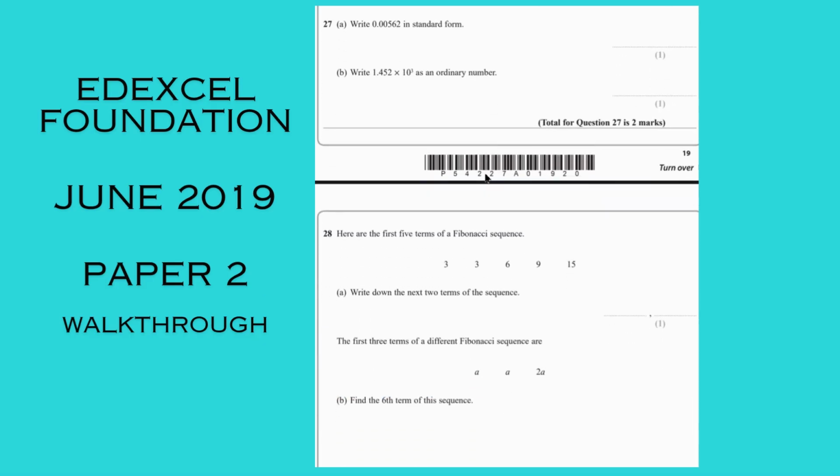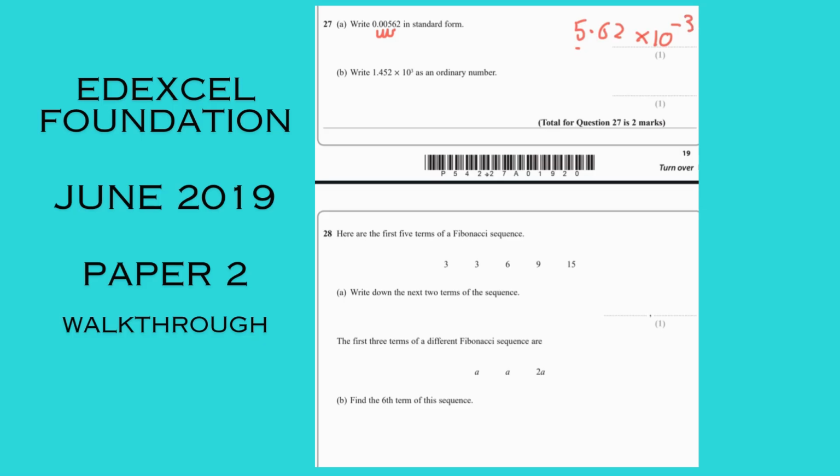You know standard form, they're always going to ask you a 1 or 2 marker. Here we go. So this is a small number, so it's going to be a minus power. We need the digits to be 5.62, so that this number is between 1 and 10. But how many times has it been moved? It's been moved 3 times.